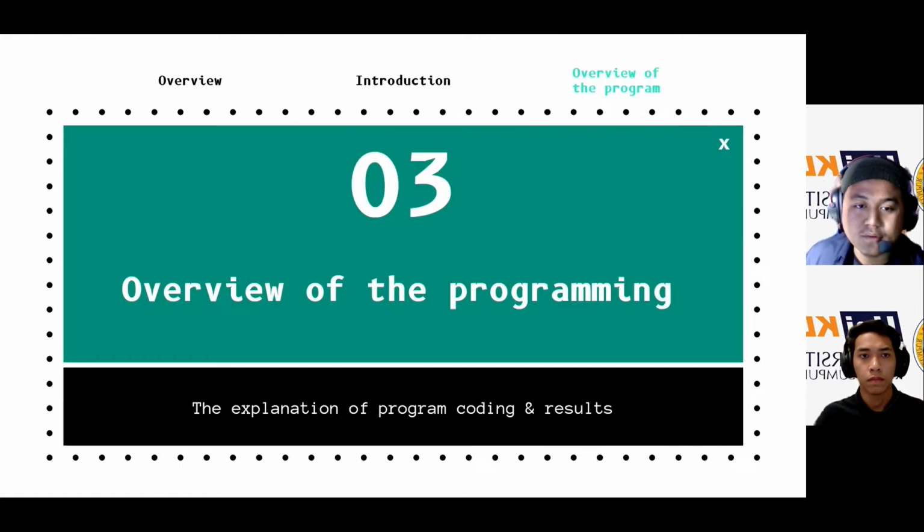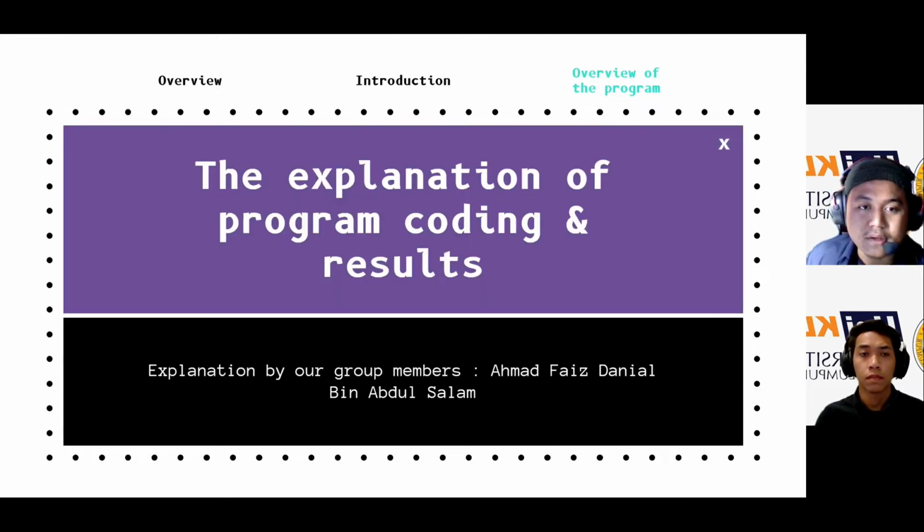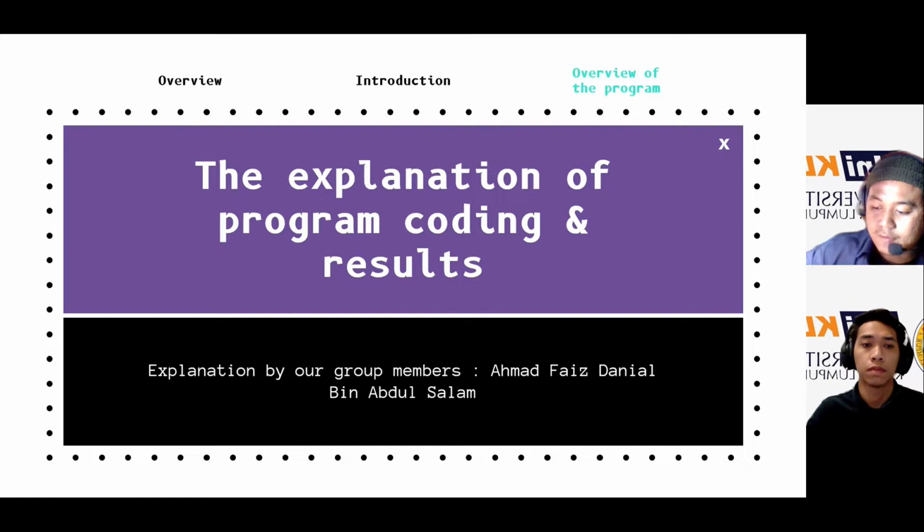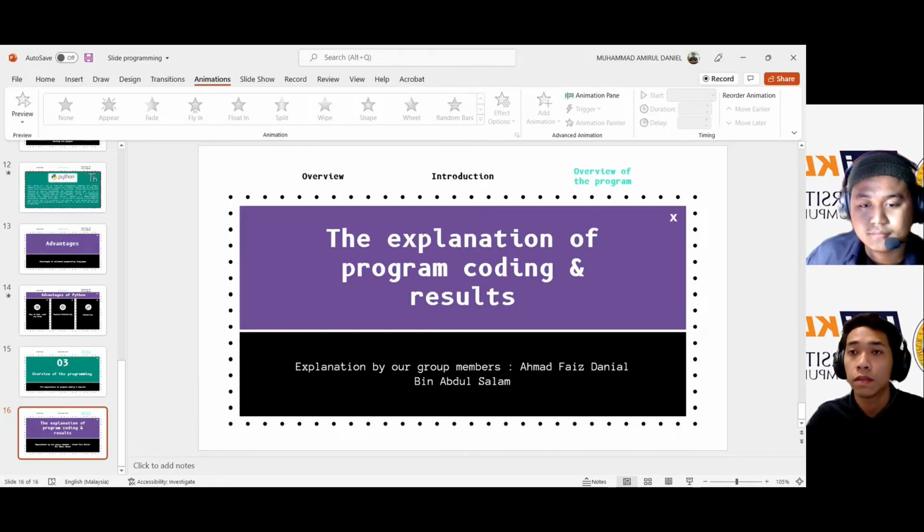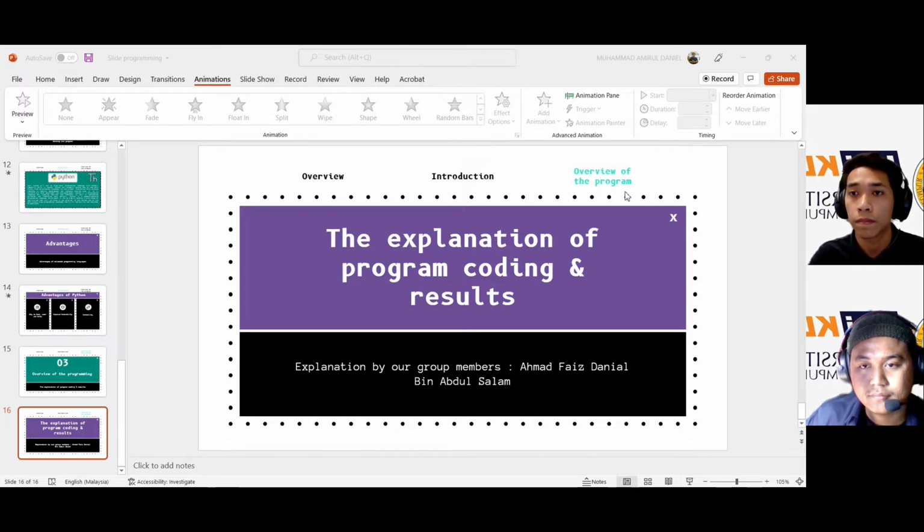The next one is the overview of the programming, the explanation of program coding and results. The explanation will be given by our group member, Ahmad Faiz Daniel bin Abdul Salam. I will pass to him to explain the program coding. Thank you, my friend. I will show the source code.